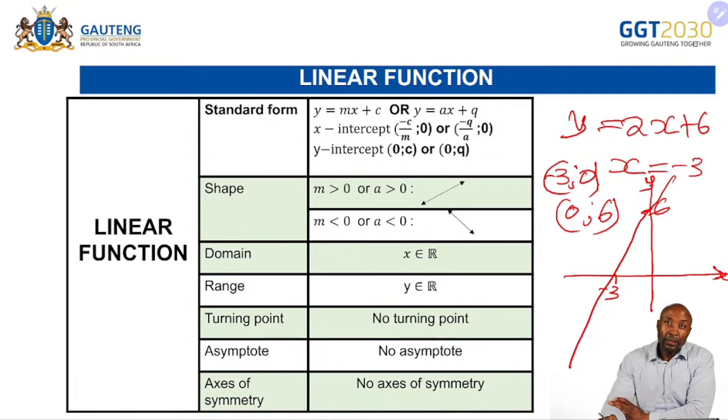Now the domain, x is an element of real numbers, meaning it's from negative infinity to positive infinity. Our y is an element of real numbers. Again, our graph is defined for all y values, hence the range is given as that. It has no turning point, it has no axis of symmetry, and it has no asymptote. That's our linear function. We move on to the next one.